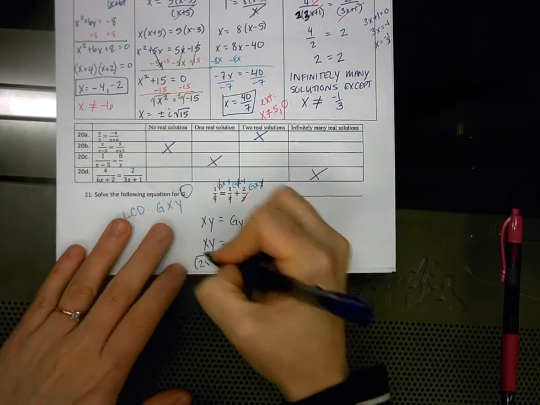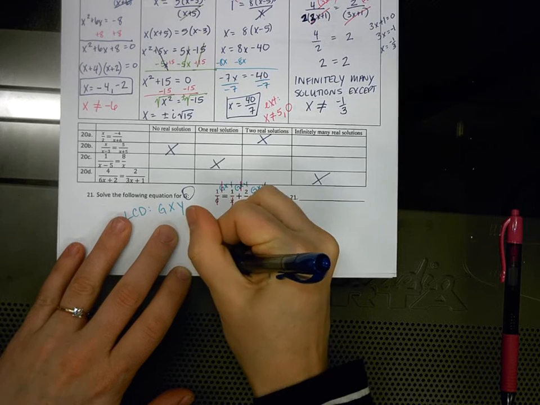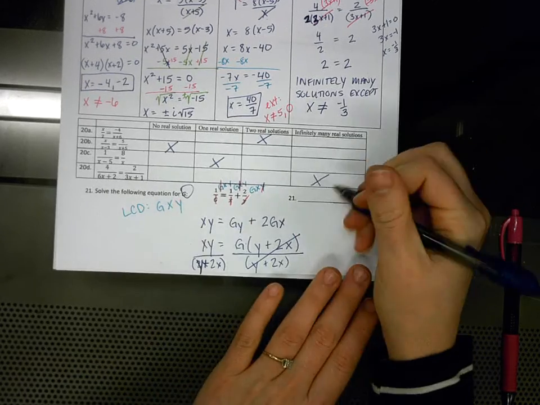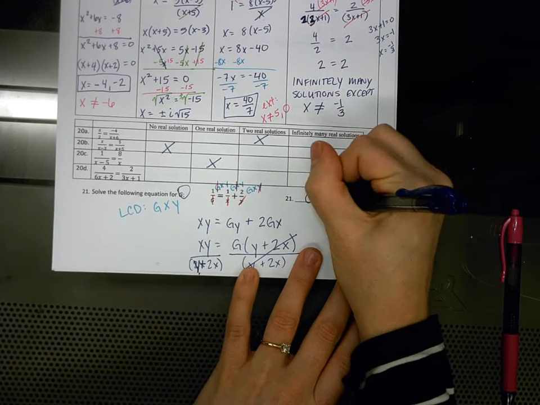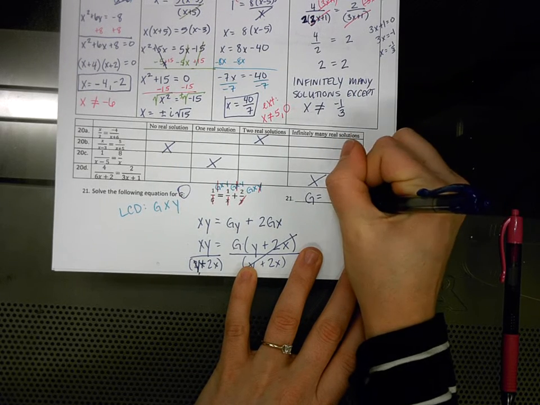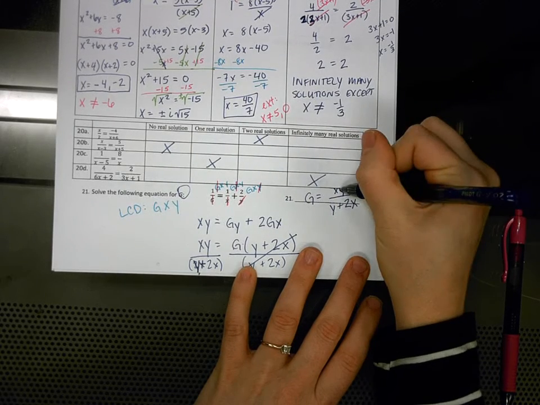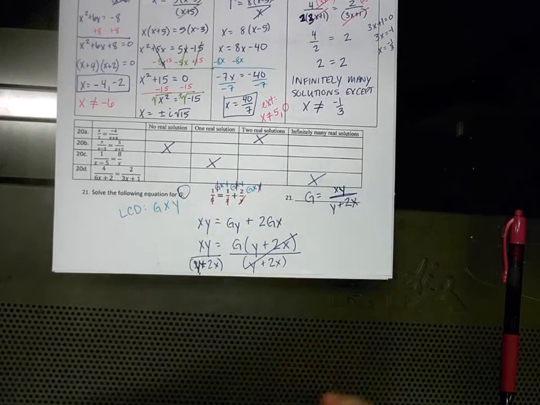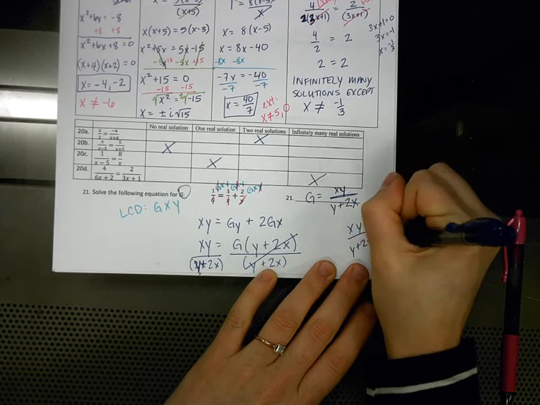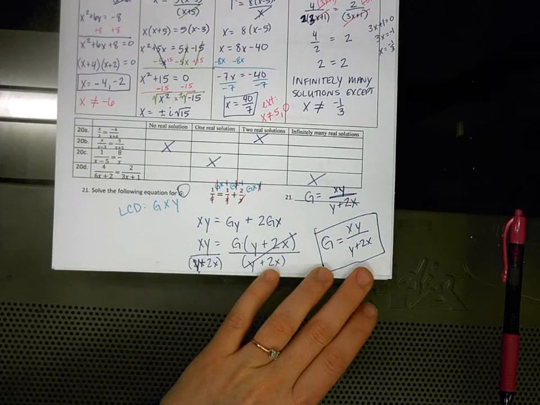It's y plus 2x. So the y plus 2x reduces, and the g is all alone. So g is equal to xy over y plus 2x. That's xy over y plus 2x. Please make sure you write it as an equation because you are solving for g. That's it.